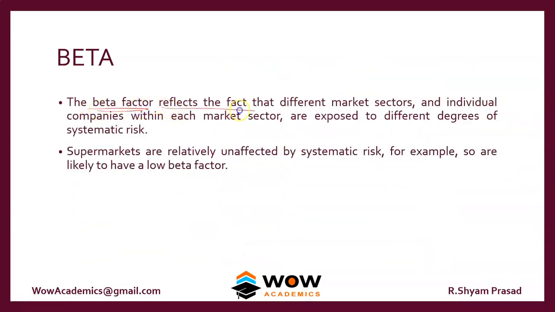The beta factor reflects the fact that different sectors and markets, and individual companies within each market sector, so the industry as well as the companies, have different degrees of systematic risk. Every company has different types of systematic risk, and every industry has a different type of systematic risk. If you take a company like a supermarket, supermarket companies are not much affected by systematic risk, hence they have a low beta factor. For example, the political risk, inflation risk, interest risk or economic risk will not affect supermarkets a lot, so they have a low beta factor.